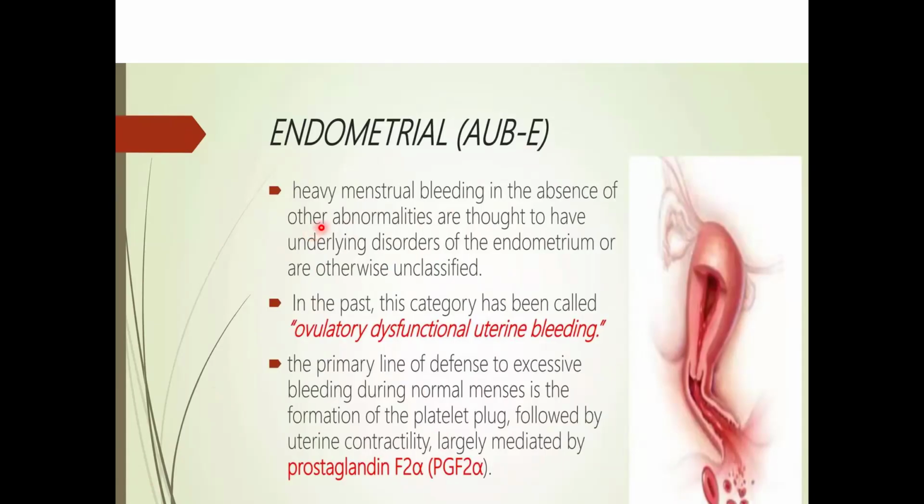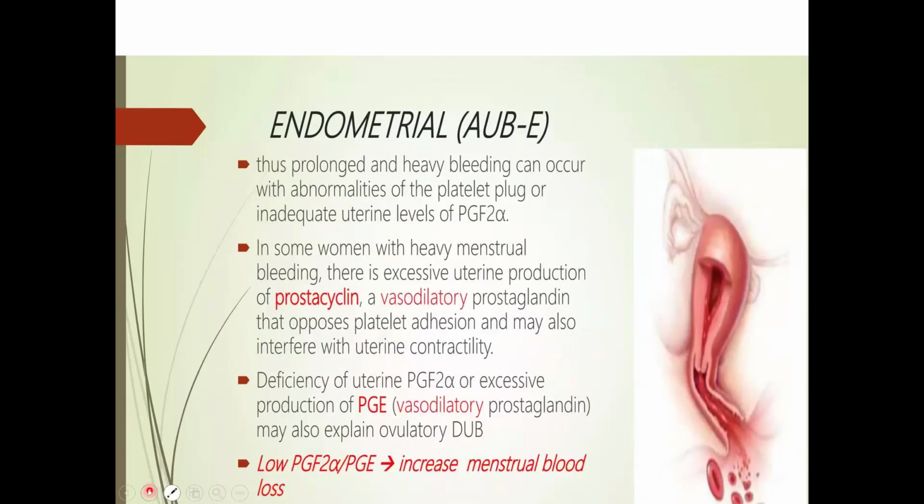Endometrial AUB-E. Heavy menstrual bleeding in the absence of other abnormalities is attributed to an underlying disorder of the endometrium or is otherwise unclassified. In the past, this category has been called ovulatory dysfunctional uterine bleeding. The primary line of defense against excessive bleeding during normal menses is the formation of a platelet plug, followed by uterine contractility, largely mediated by prostaglandin F2 alpha, also known as PGF2 alpha.